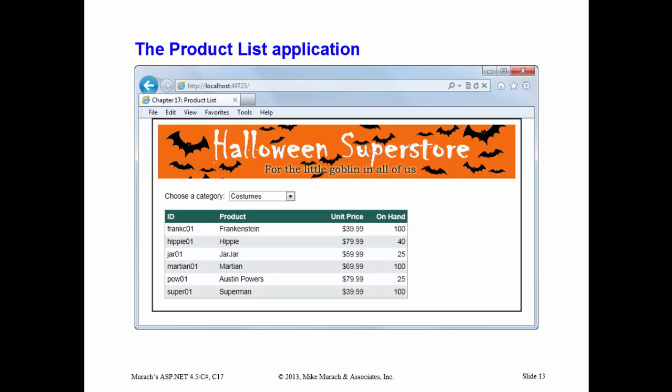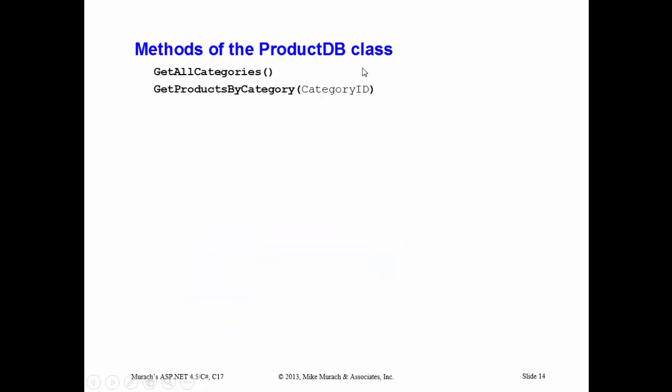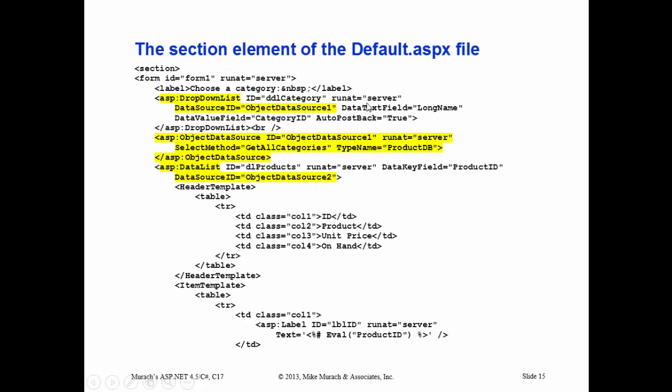This is the product list application from the book that uses an object data source instead of a SQL data source. They mentioned that the product DB class has a get all categories method that brings all the categories back. There's actually 2 methods in this application. There's another, get products by category ID, that takes a category ID as a parameter. So that's for pulling just products for a given category. And this is what that code looks like, where you would have an object data source. So the drop-down list is tied to an object data source, and then on the object data source, you choose which method it's going to use to pull back the data, and then what the data access class name is. In this case, it's product DB.